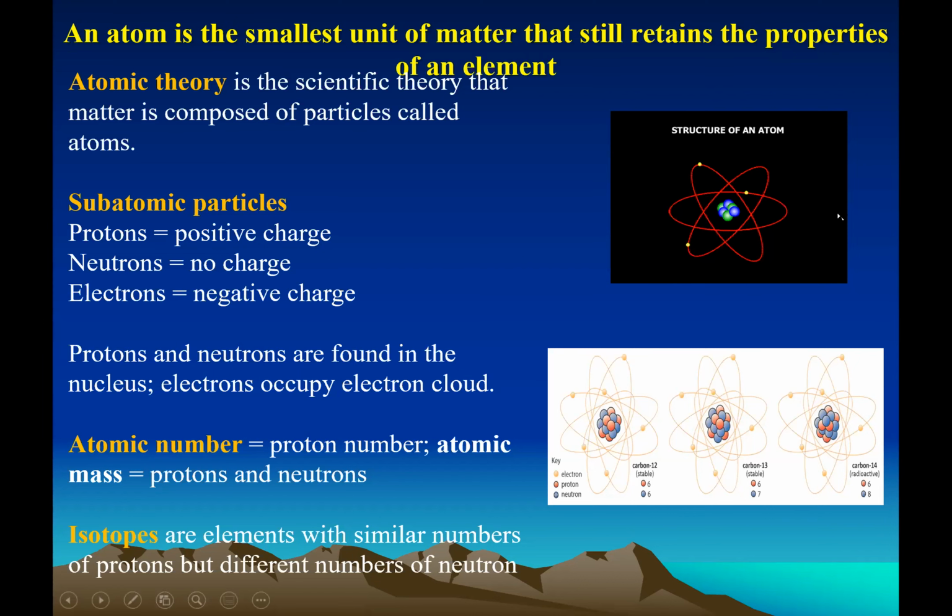The number of protons that are found in an atom is commonly referred to as the atomic number. The mass of both the protons and neutrons in the nucleus is referred to as the mass number. Isotopes are elements with the same number of protons but different number of neutrons. For example, carbon 12 has 6 protons and 6 neutrons, whereas carbon 13 has 6 protons and 7 neutrons. So they are called isotopes.